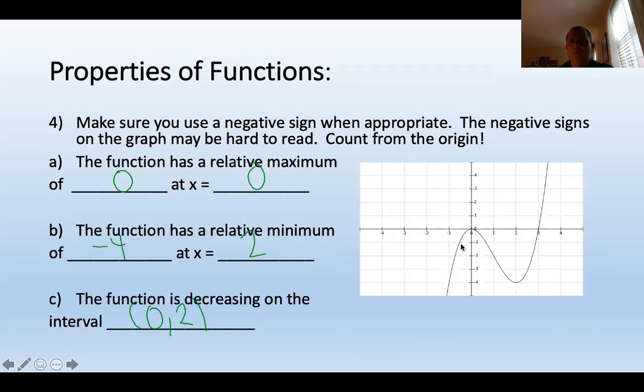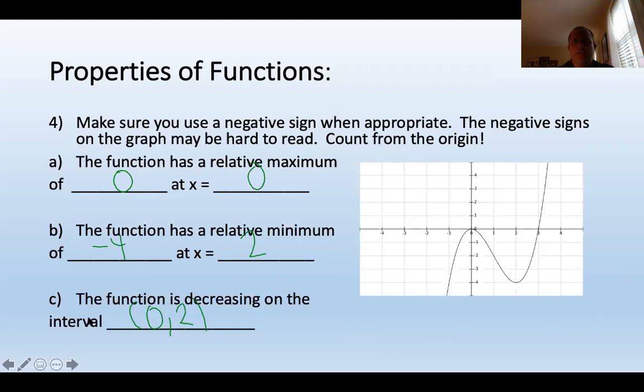And then the function has a relative minimum of. Here's where our minimum is. The function's decreasing and then starts to increase again. So right here, the y-coordinate of this minimum is -4. And this is at x equals 2. That's the x-coordinate where the minimum occurs.